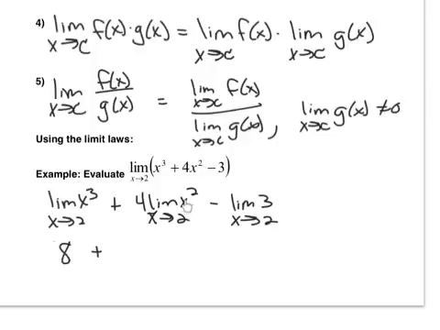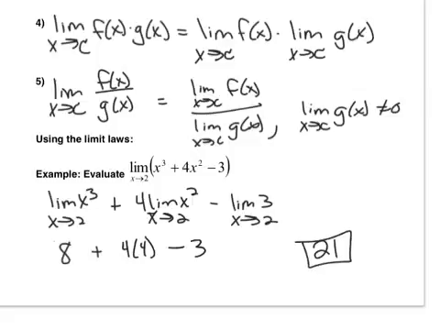Same thing with x squared. That's a continuous function. So as x approaches 2, 2 squared is 4, but then you multiply it by the constant in front. That's the other limit law. Finally, the limit of a constant is just the constant itself. So if I were to evaluate this, it's 8 plus 16 minus 3. That overall limit is 21.